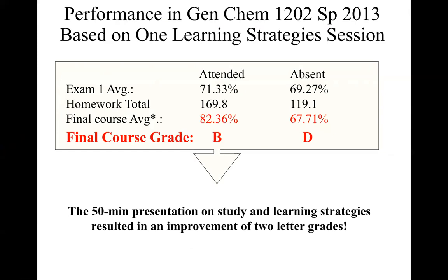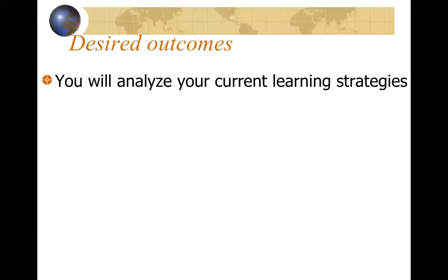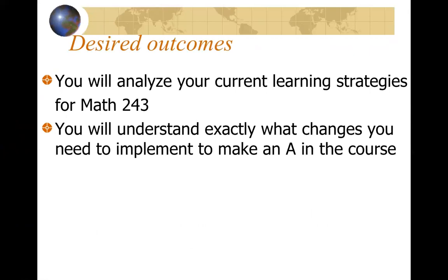So going on down here, these are the desired outcomes we're looking for you. First, we want you to think about how you're currently doing what you're doing in this class. Then we want you to consider, well, see the difference between what you have been doing and what you need to start doing.